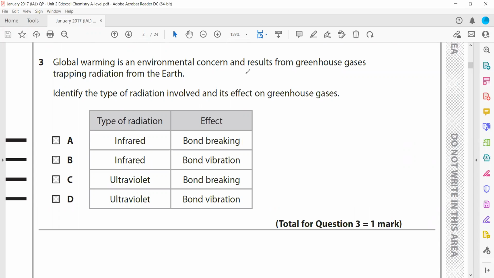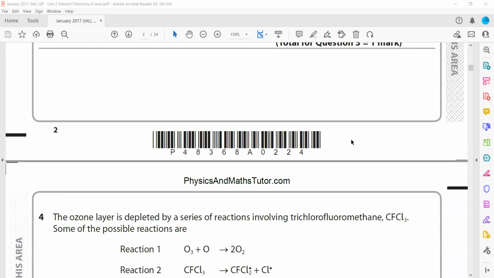And what does it cause? It does not cause bond breaking, but vibration. For example, when bonds are polar, these polar bonds have a tendency to absorb IR radiation and the bond will vibrate, or you can also say stretch or bend. So B is the right answer. Ultraviolet, UV, causes bond breaking, or bond fission, but it does not lead to global warming. Global warming is because of the infrared radiation, and that is due to vibration of the bonds.